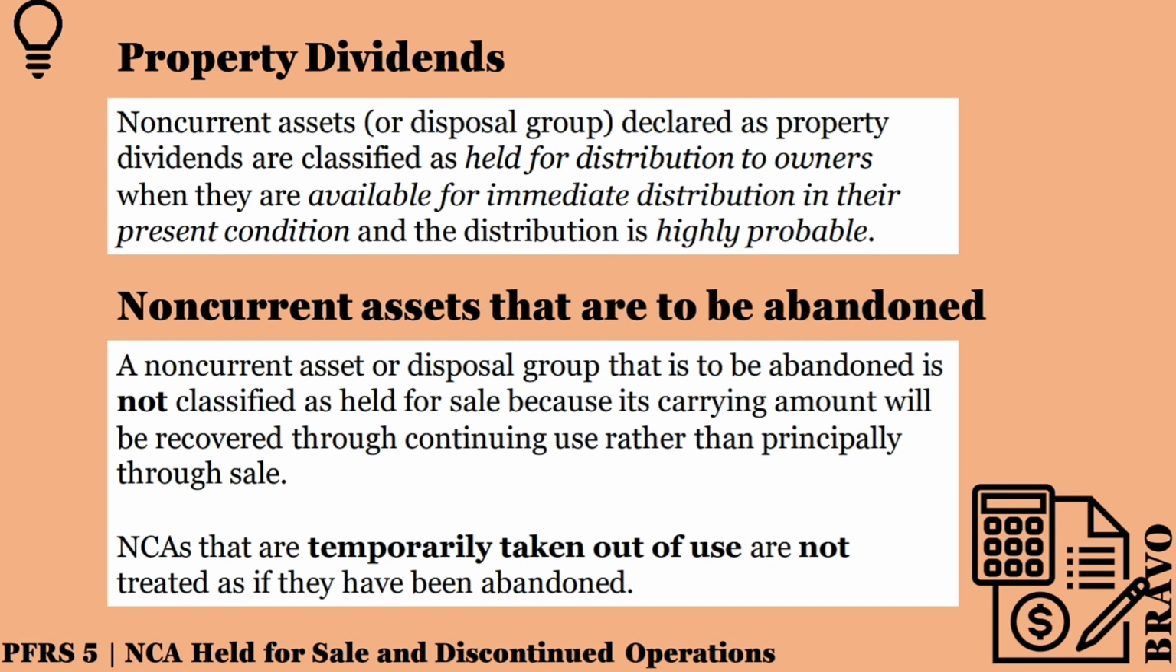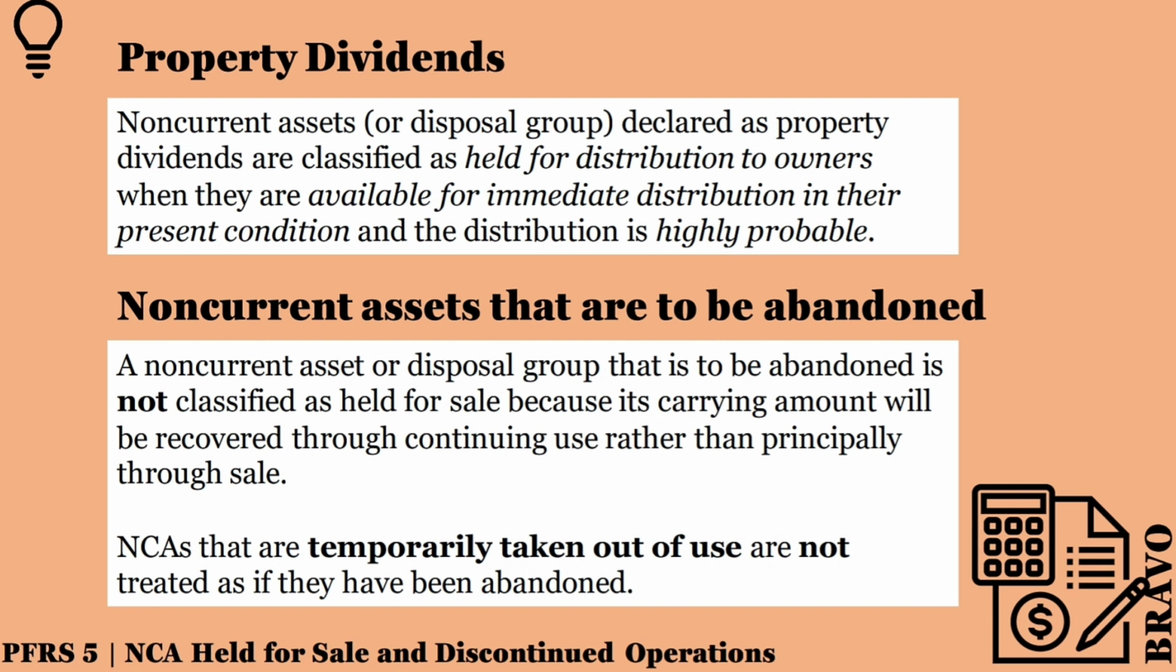Next, property dividend. It is a non-monetary type of dividend. It is where a company gives shareholders property in lieu of cash or cash equivalents. A non-current asset or disposal group declared as property dividend is classified as held for distribution to owners rather than held for sale. On the other hand, non-current assets that are temporarily taken out of use are not treated as held for sale, as if they are abandoned. Non-current assets that are abandoned are not classified as held for sale because their carrying amount will be recovered through continuing use rather than principally through sale.